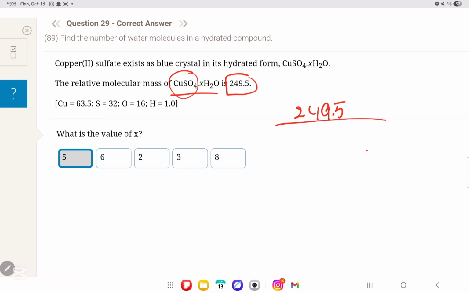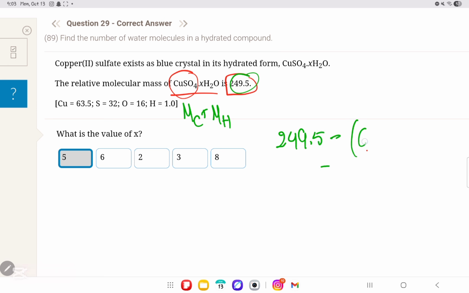So what's the molar mass of copper sulfate? It is 63.5. Sorry, it's not multiplied, it's added. My mistake. So this is the molar mass of CuSO4 plus the molar mass of H2O added together to give us this. So it's 249.5 minus 63.5 plus 32 plus 16 times 4.